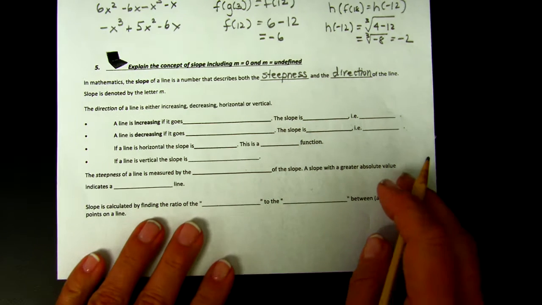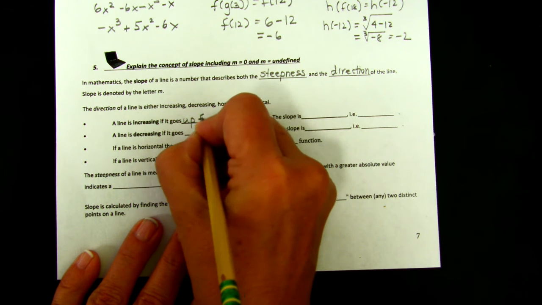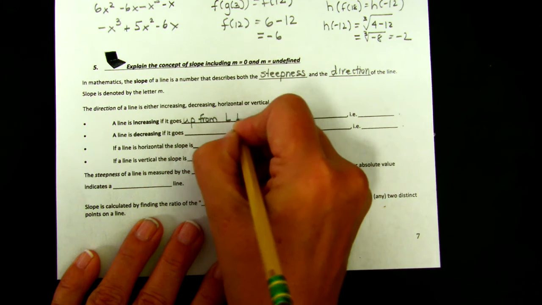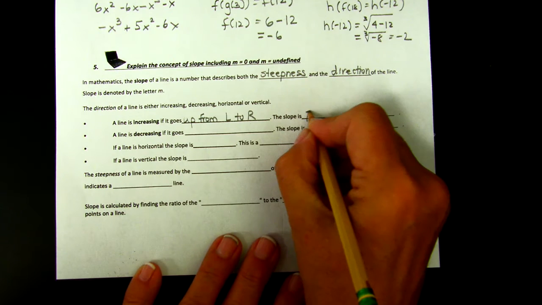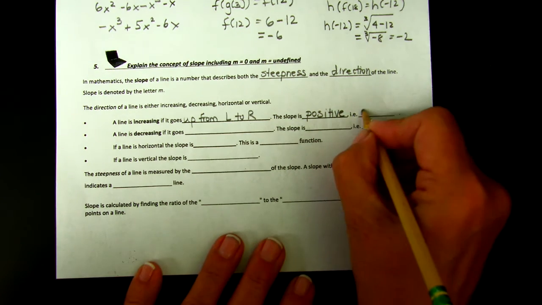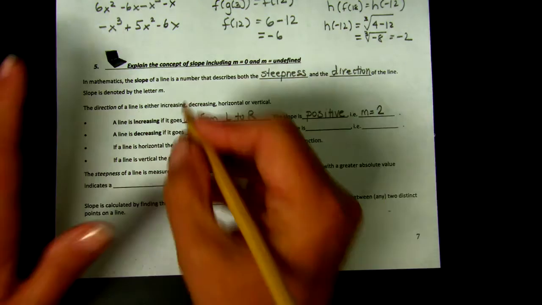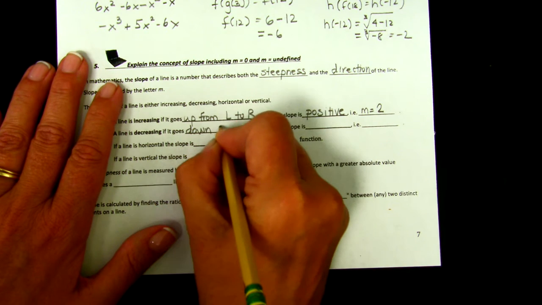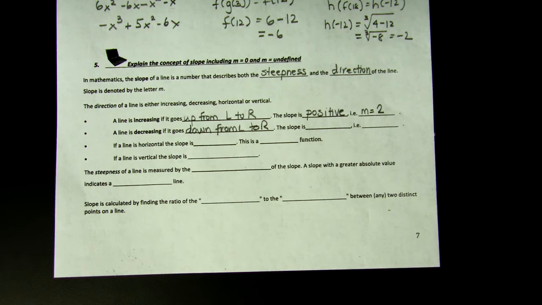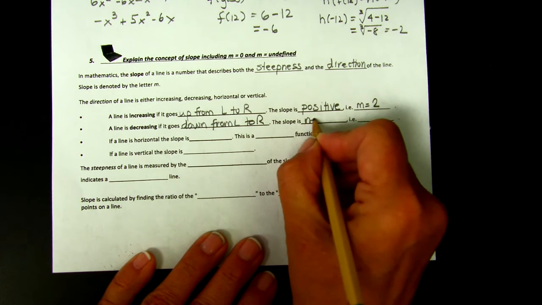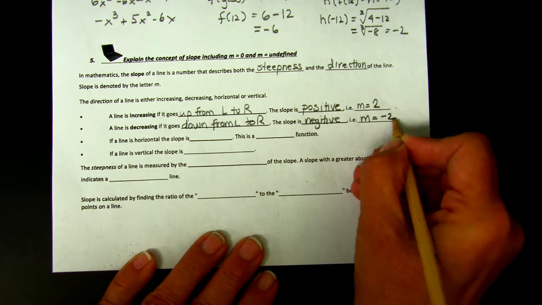So a line is increasing if it goes up from left to right. Okay? And the slope is positive, i.e. m equals 2. A line is decreasing if it goes down from left to right. Okay? And the slope is a negative number, i.e. m equals negative 2.